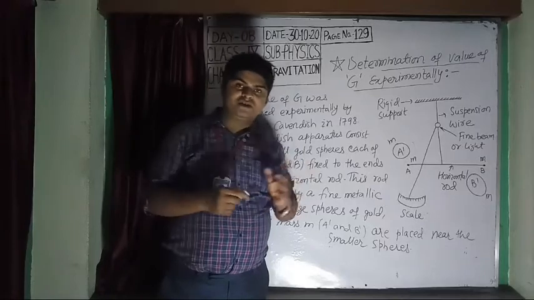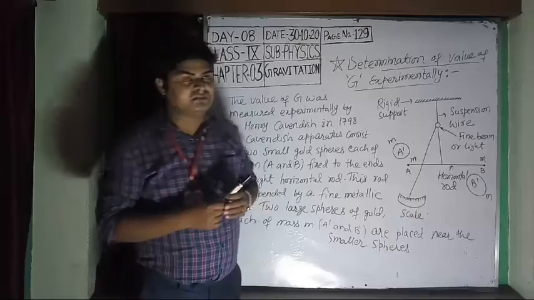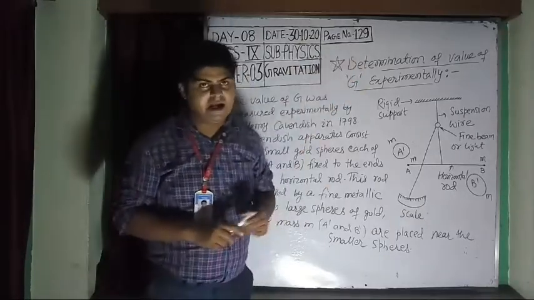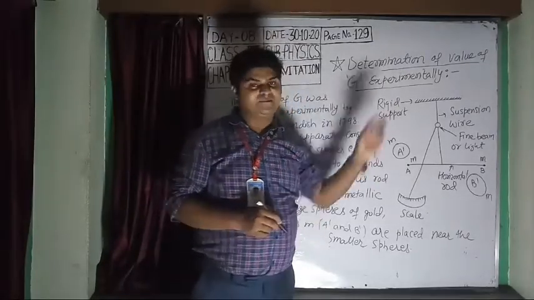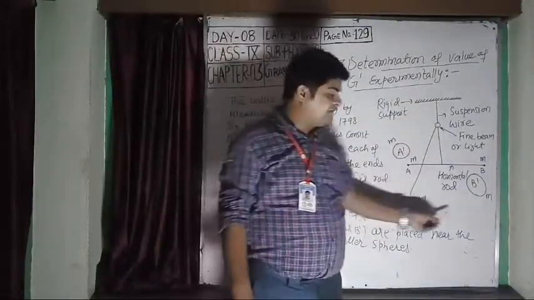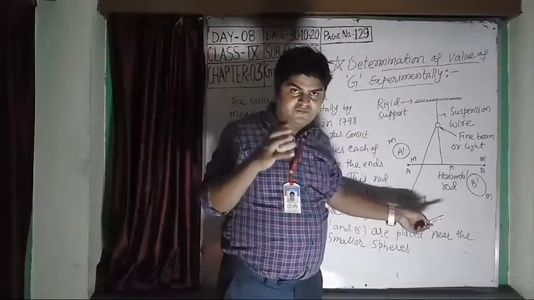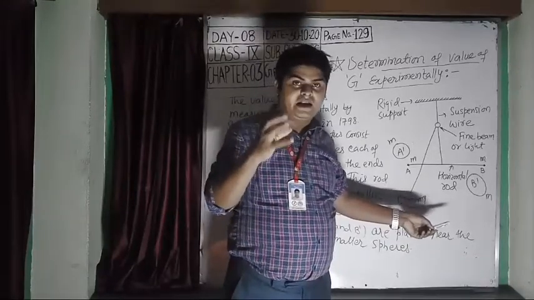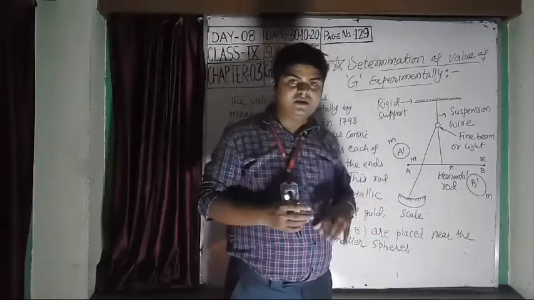So I kindly request all of you to please sit with a pen and notebook and see page number 129. See the topic: determination of the value of capital G experimentally. First of all, let us see the apparatus here. This is called the Cavendish apparatus, because the value of the gravitational constant G was first determined by Henry Cavendish. So this apparatus is named in honor of Henry Cavendish.